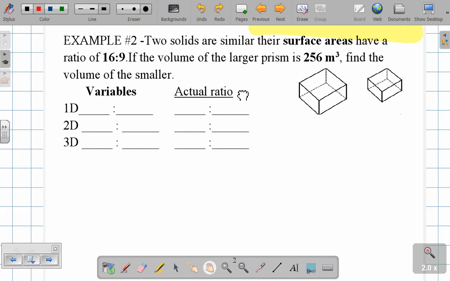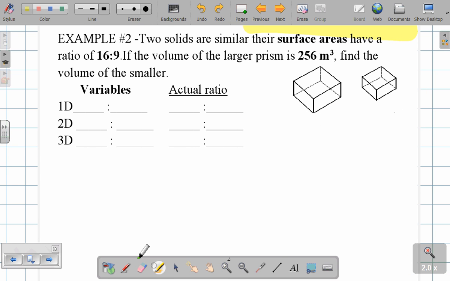All righty, guys, ready? Number 2. We'll do 3 more. I'd like you to put your finger on the paper where the word 2 is. Read that with your lips moving. Go. The surface areas of two similar prisms have a ratio of 16 to 9. The volume of the larger prism is 256, find the volume of the smaller.